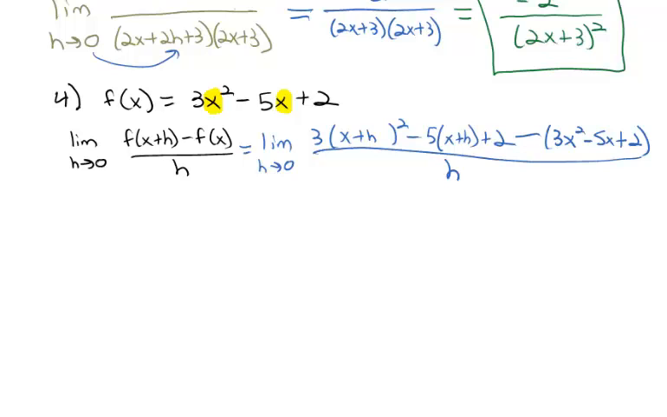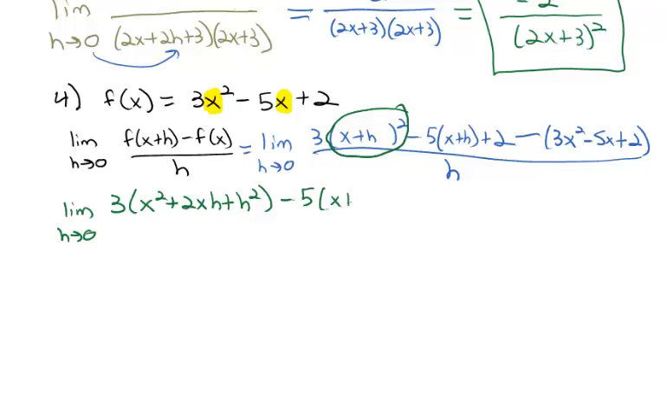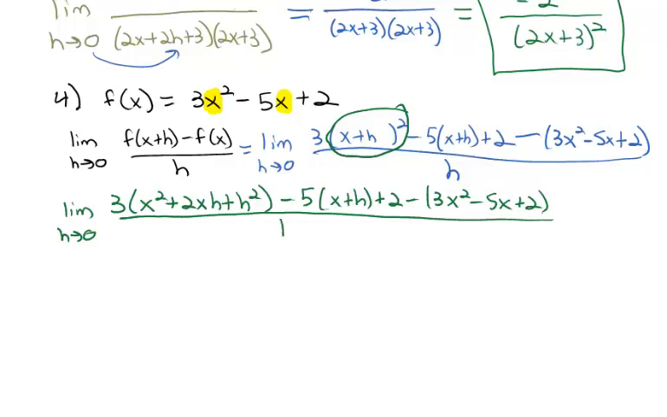Order of operations tells us that we have to do exponents first. So first we're going to square that x plus h. So we now have the limit as h goes to 0 of 3 times x squared plus 2xh plus h squared, minus 5 times x plus h, plus 2, minus 3x squared minus 5x plus 2, all over h.